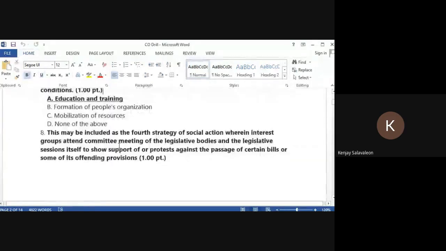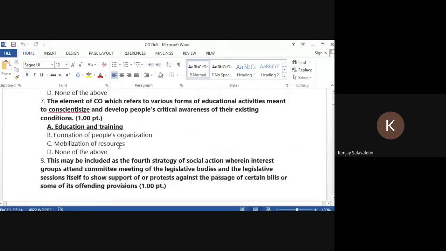Number 7. The element of CO, which refers to various forms of educational activities meant to conscientize and develop people's critical awareness of their existing conditions is education and training. Okay.